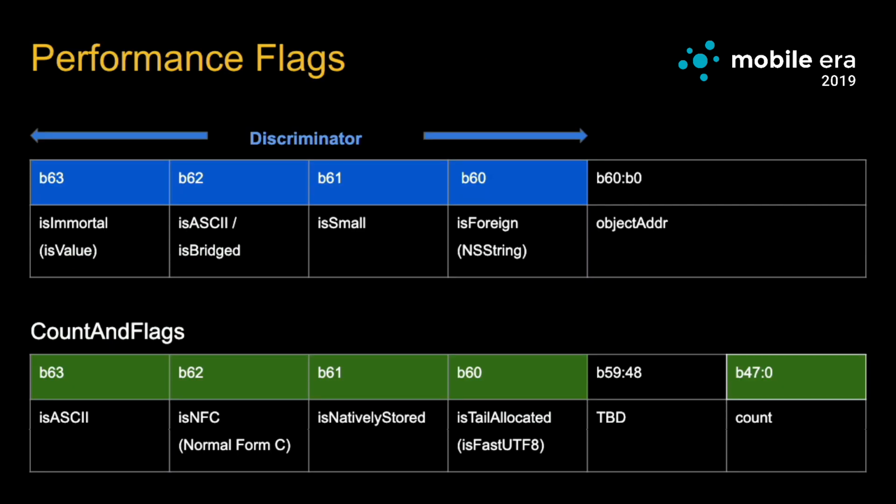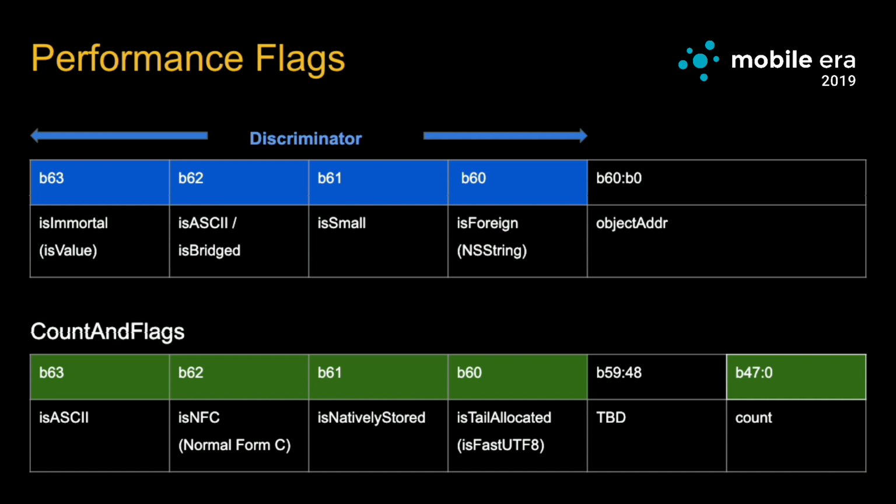So how do string APIs decide whether to call fast optimized calls or slower function calls? When a string instance is created, it creates a backing string object with this memory layout on the top. The most significant 4 bits are what's called discriminator bits, and the remaining bits are used for the object address. The discriminator bits contain information such as whether it's an ASCII string, whether it's abridged, whether it's a small or a large string, or whether it's an NSString.